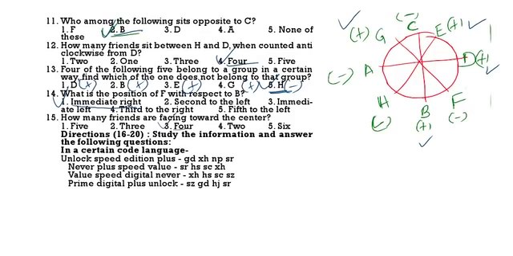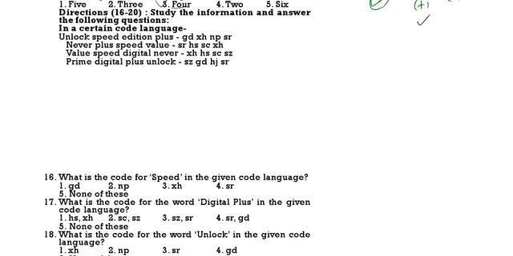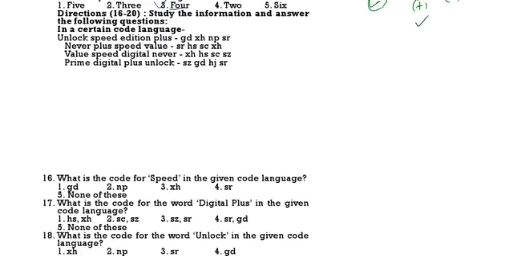Now 16 to 20, this is called coding and decoding. You have to identify the codes for the given words. See here. Unlock speed addition plus: GD, XH, NP, SR. Never plus speed value: SR, HS, SC, XH. Value speed digital never: XH, HS, SC, SZ. Prime digital plus unlock: SZ, GD, HJ, SR.